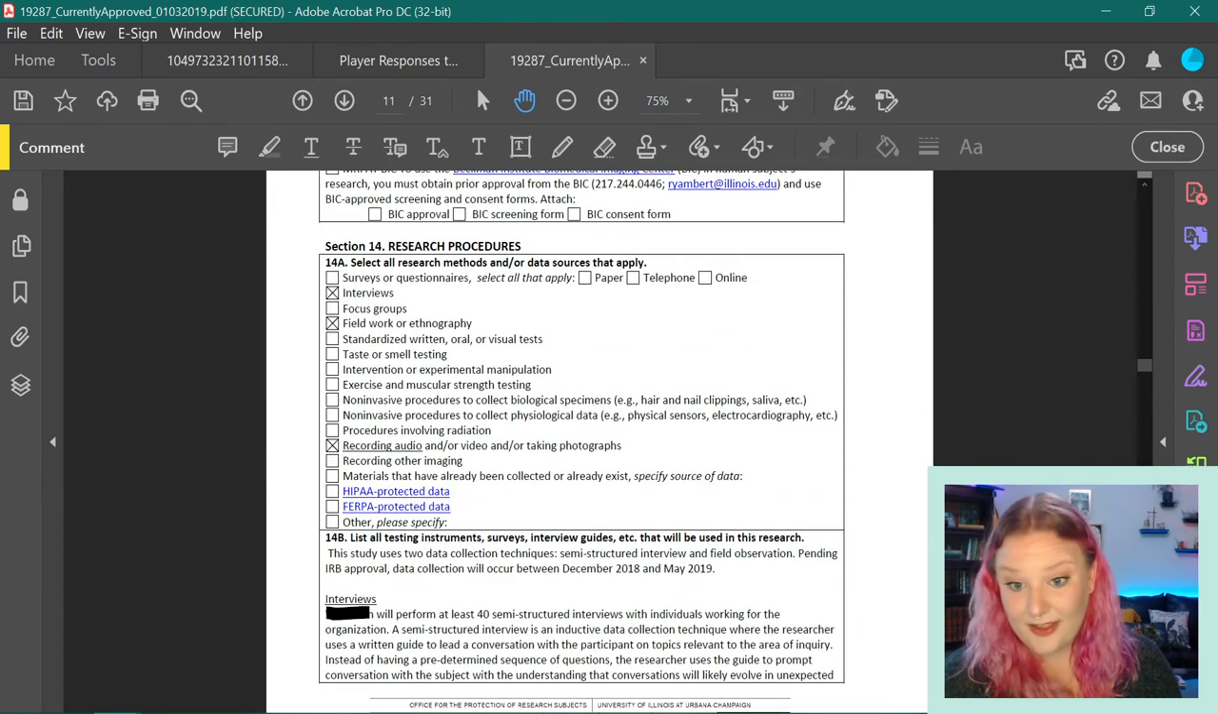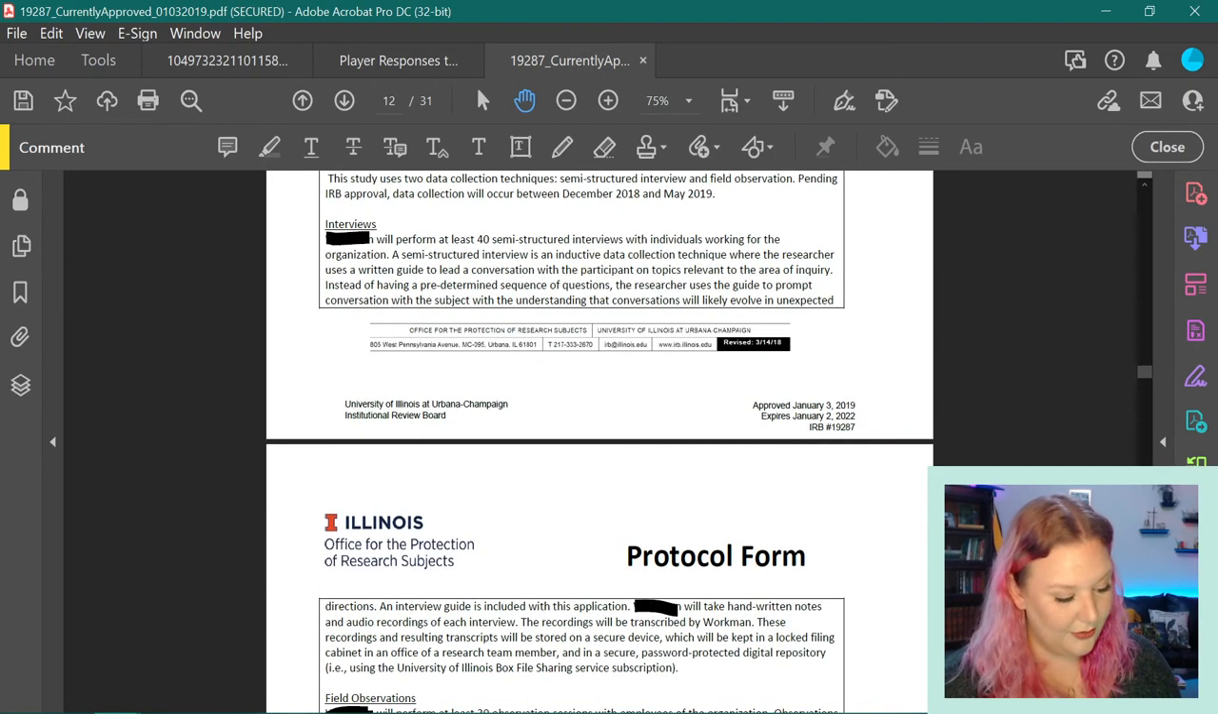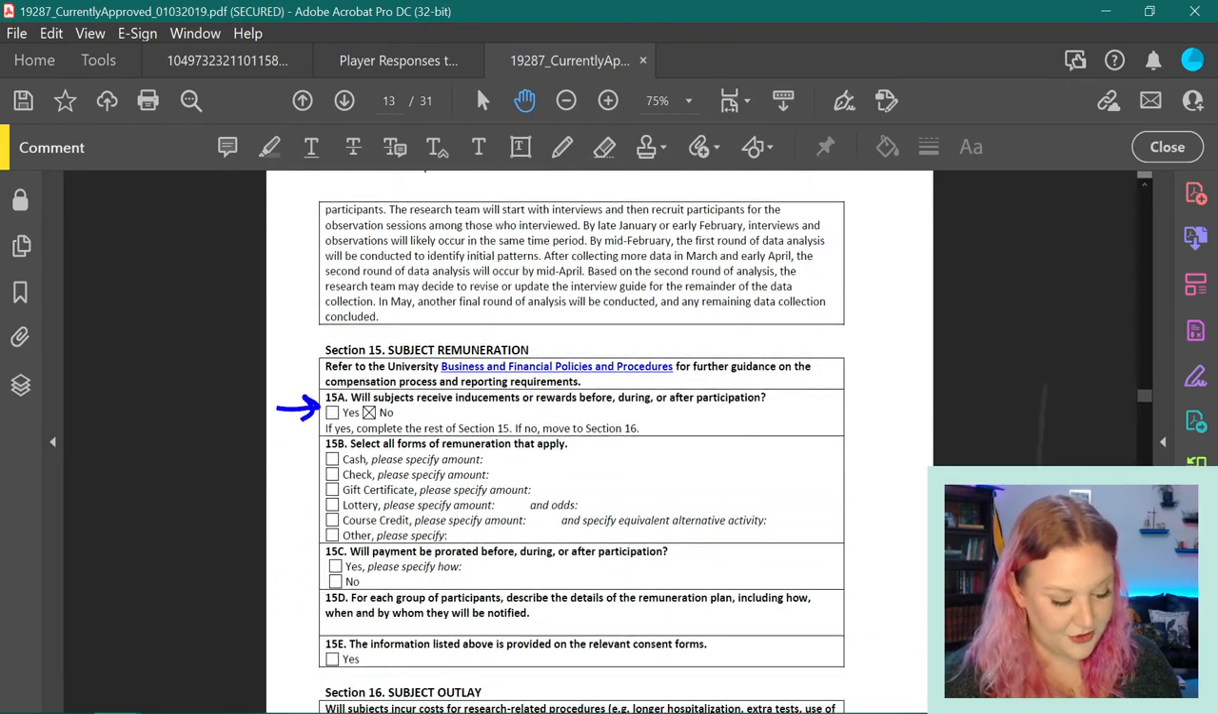Research procedures. So I tell them I'm going to do interviews. I'm going to do ethnography. I'm going to do field work. I'll be recording audio. I'll be doing observations. So I describe all of that.